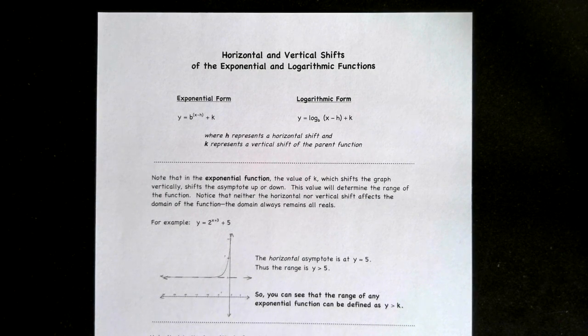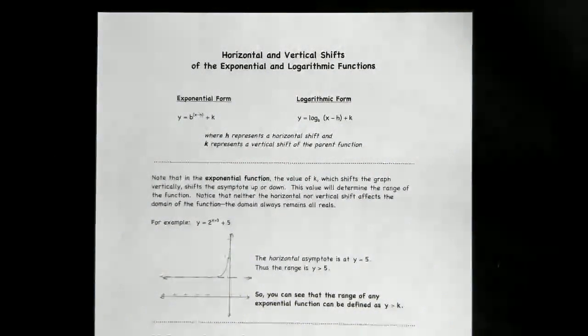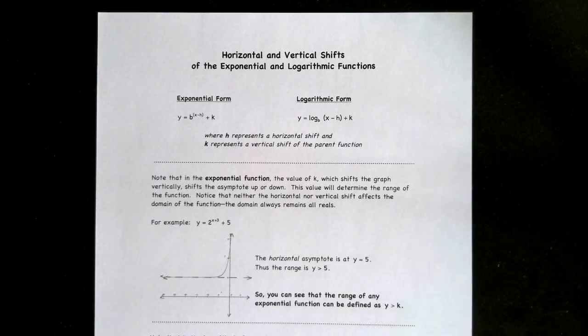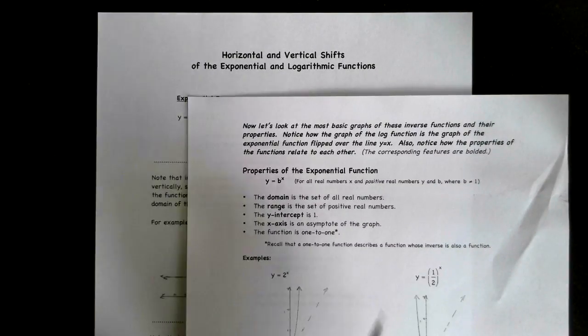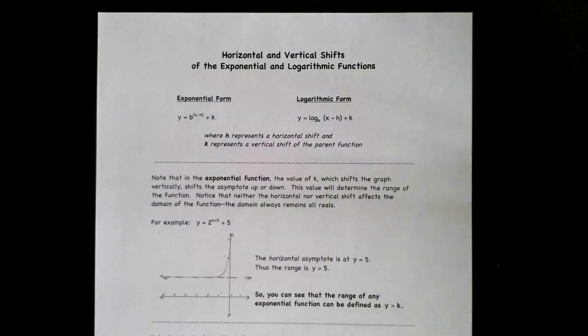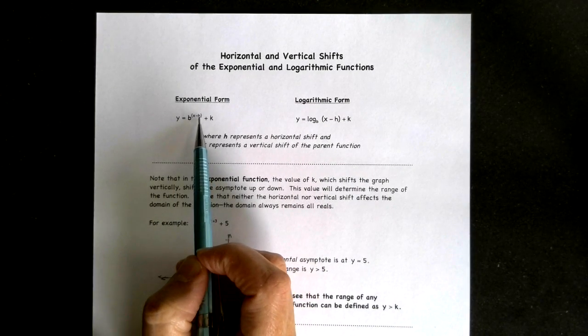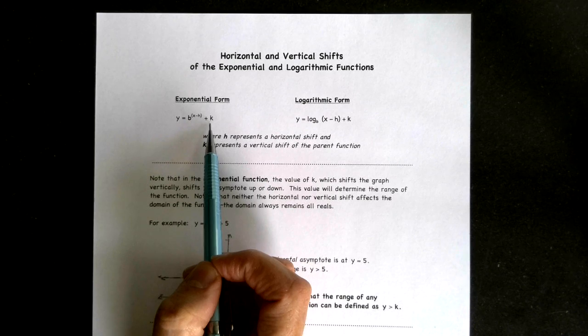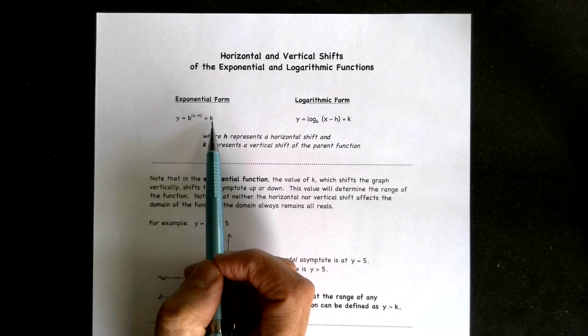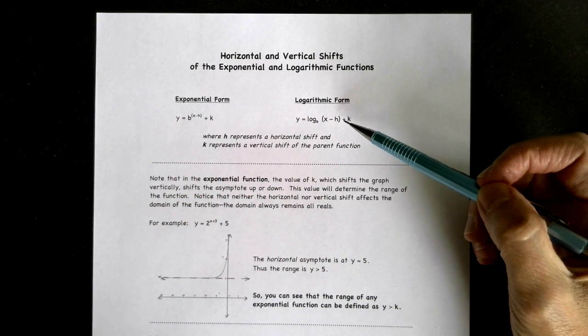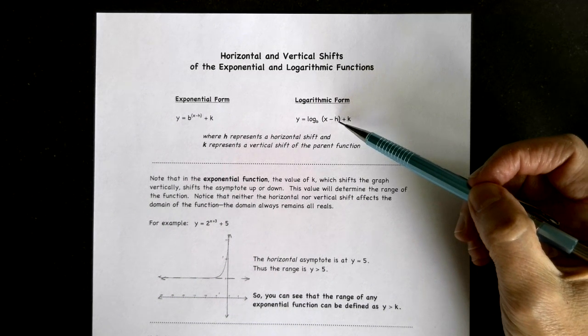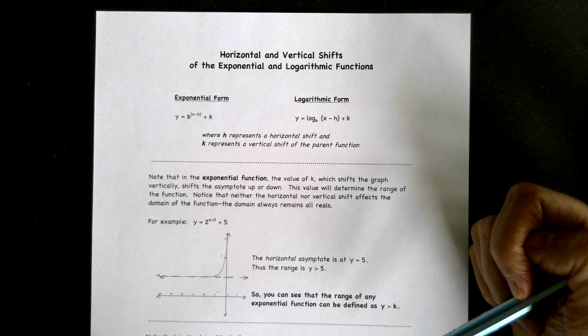And, of course, if you remember from quadratic functions, absolute value functions, the h and k represent horizontal and vertical shifts of the parent function. So if you think about this as your parent function, all we are doing here is shifting that graph horizontally h units and vertically k units. Same thing here with the log form. We are shifting the log function h units horizontally and k units vertically.